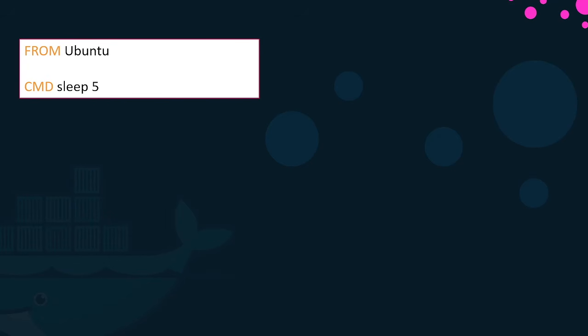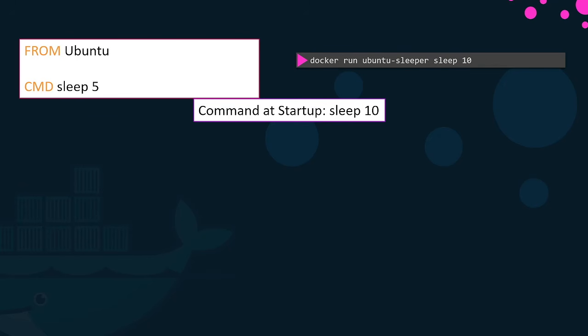As we learned before, one option is to run the docker run command with the new command appended to it, in this case, sleep 10. And so the command that will be run at startup will be sleep 10. But it doesn't look very good. The name of the image, ubuntu-sleeper, in itself implies that the container will sleep, so we shouldn't have to specify the sleep command again.